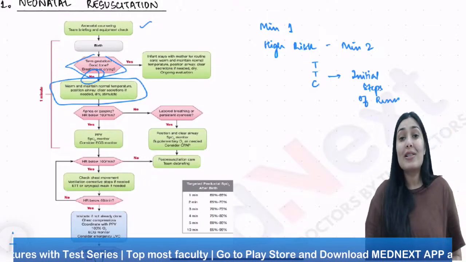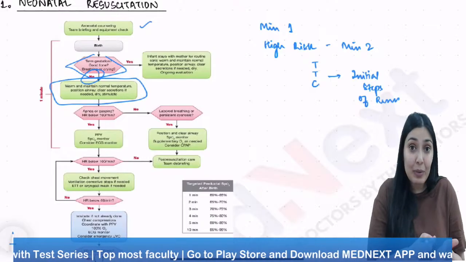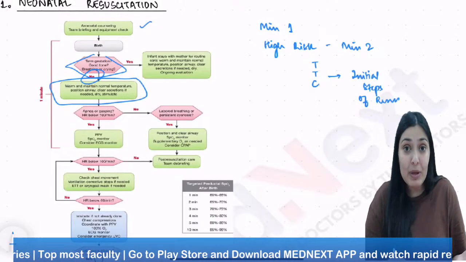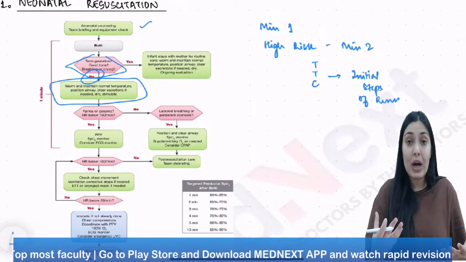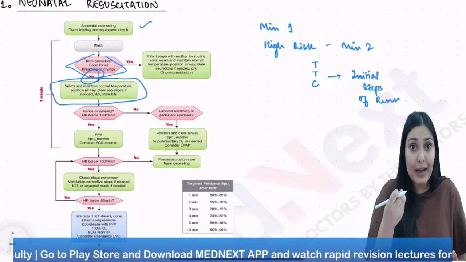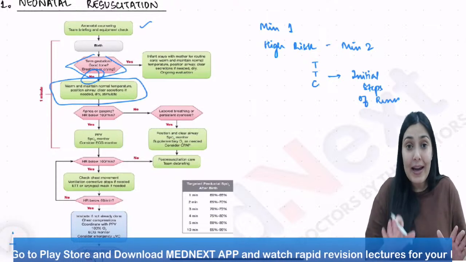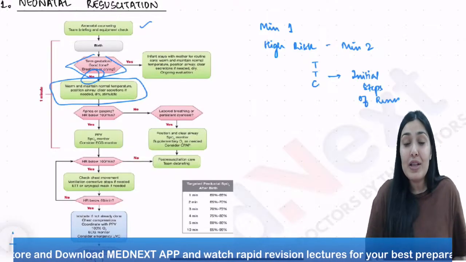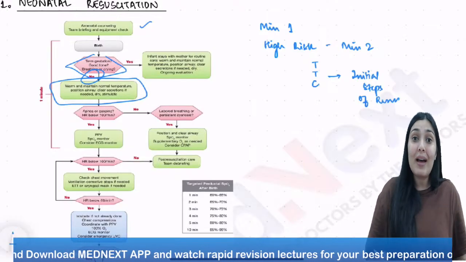Right? What are the initial steps of resuscitation? You stimulate the baby, right? By gently rubbing the back of the baby or flicking the soles of the baby. If there are any secretions around, you suction the secretions. You suction the mouth followed by the nose, right? You dry the baby. These are all the initial steps of resuscitation. After the initial steps of resuscitation, you check the heart rate.